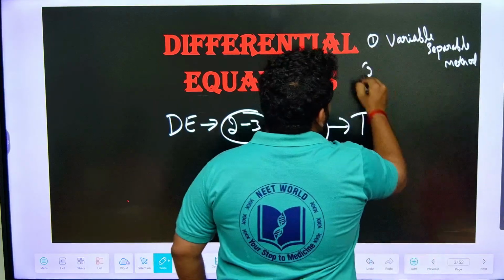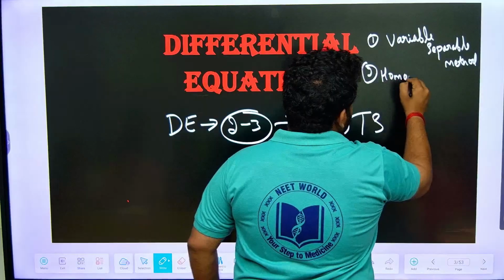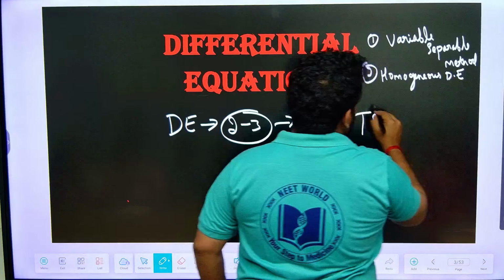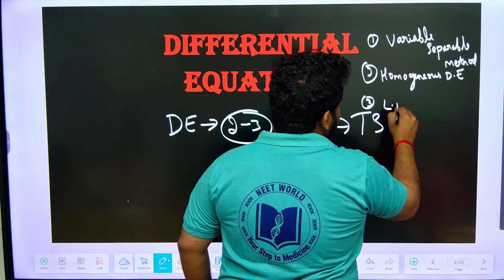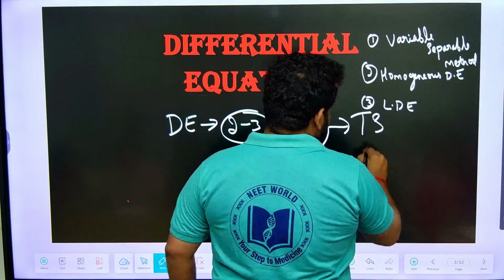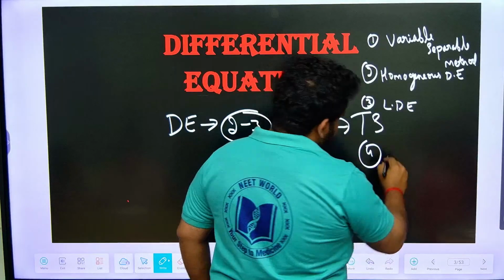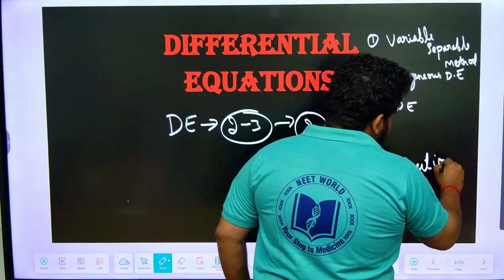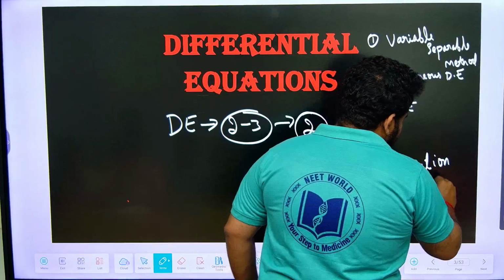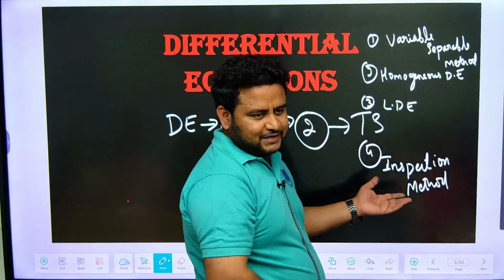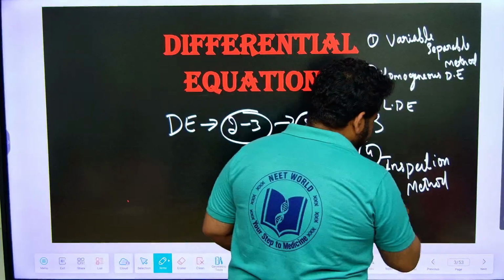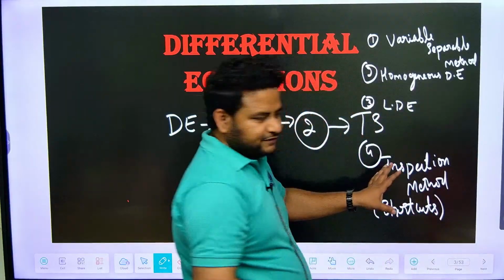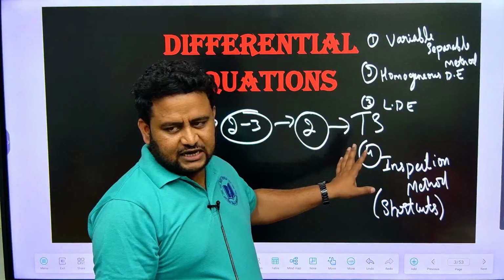Next is homogeneous differential equation. Next is linear differential equation. And fourth one, we have something called the inspection method, which you don't have for your IP. Inspection method means this is the method we use for getting the answer in a short period of time, that is, these are the shortcuts that we use to get the answer very quickly.